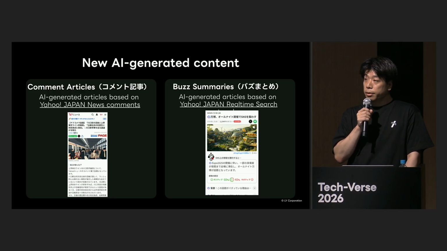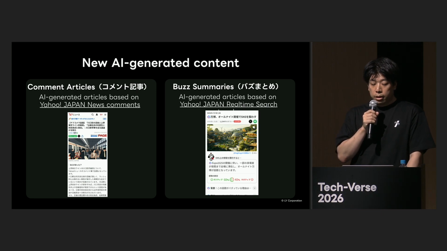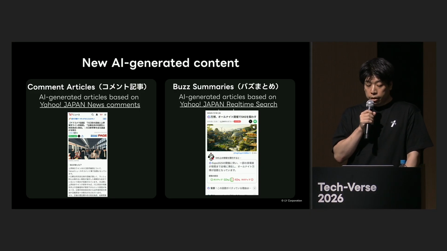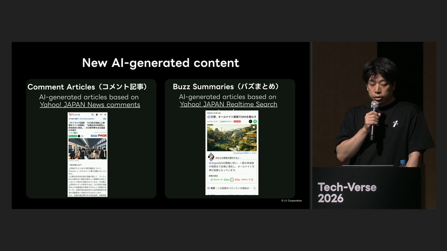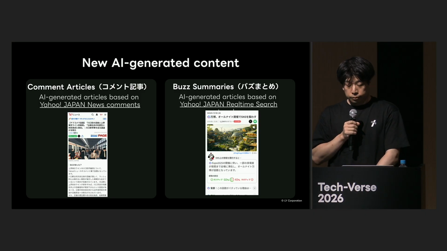To introduce specific examples, the first is a comment article. This is a summary of comments submitted to Yahoo News, organized by AI. The second is Buzz Summary. This is an AI-generated trend from Yahoo Real-Time Search. It will be aggregated content. It offers a different perspective than articles written by journalists. This initiative aims to broaden the range of information users can access by delivering insights into public reactions and trending topics.